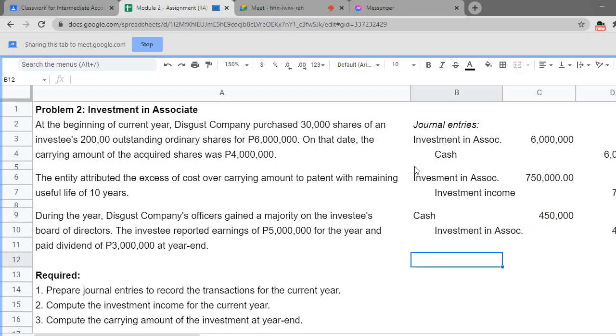What else? Can you still remember katong gingon ka ganina na excess of cost over fair value or carrying amount? That excess actually deserves an entry. And katudo nga difference, pila bang difference? 2 million, right? Is attributable to the 10-year patent. So, we're going to debit investment income. Investment income gihapon nihang partner, right? And then credit your investment in associate. Andun din siya sa T account natin, naka-credit.